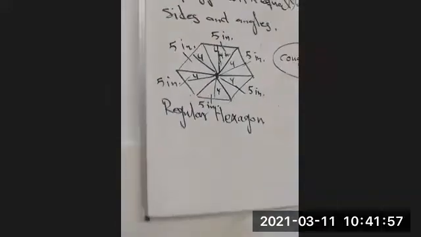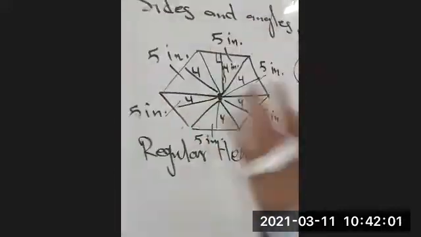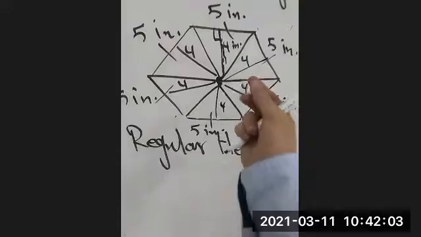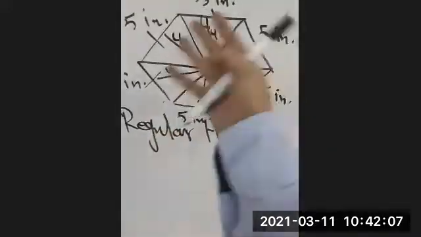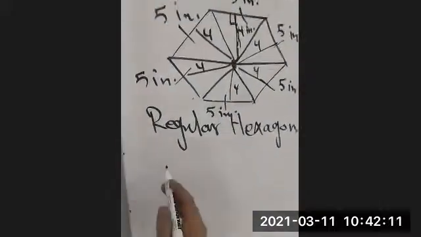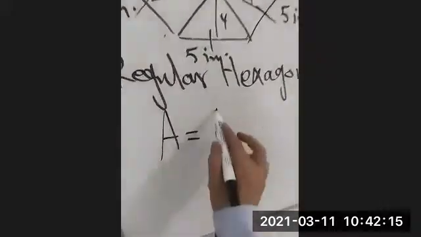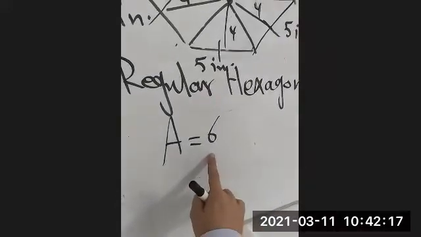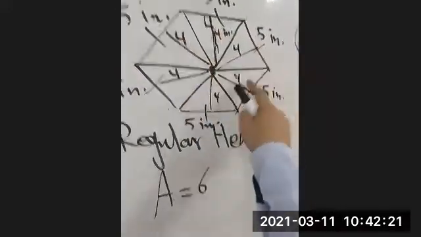Now I have 6 triangles with the same base and height in all of them. To find the area of the whole polygon, I will find the area of one triangle, then multiply by 6 because they are the same. So how will I find the area of this hexagon? I will say A equals 6. Why do I start with 6? Because I have 6 equal triangles.